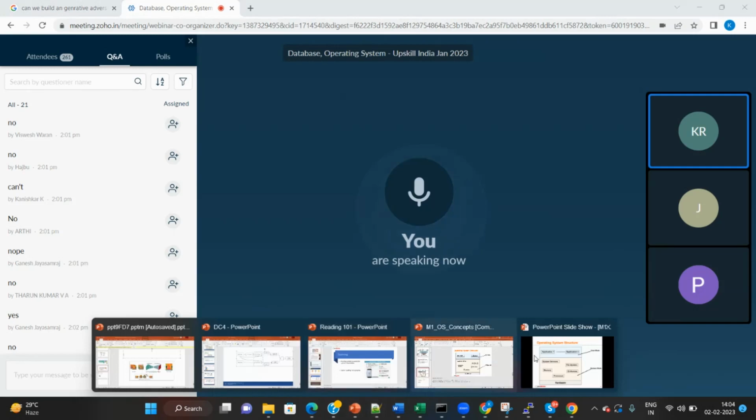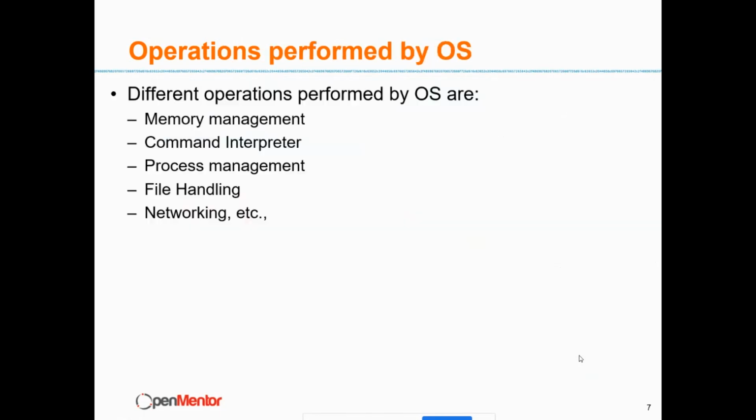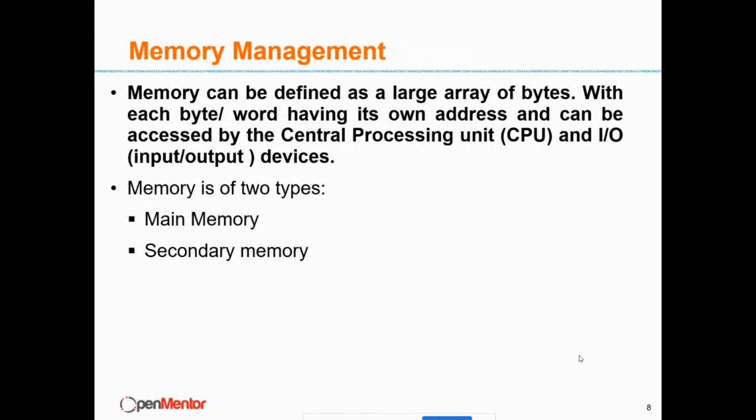Coming back to the concepts of operating system, there are a lot of processes running. Each process will have a port number. Now, the operating system has a very big challenge: managing the memory. There are two types of memory. One is called main memory or primary memory, and the other is called secondary memory.